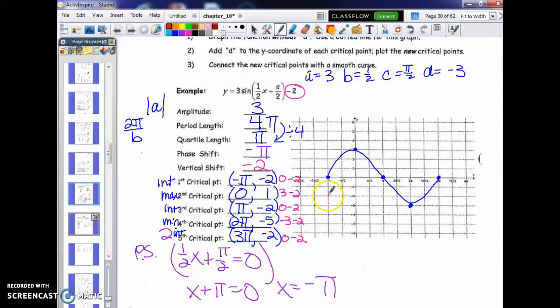So negative pi, negative 2, 0, 1, pi, negative 2, 2 pi, negative 5, and 3 pi, negative 2. So that's my final graph in red here. If it helps, do the blue and then graph the red, or you might just want to go right to the red by doing these pink things here. All right, let's look at the next example.